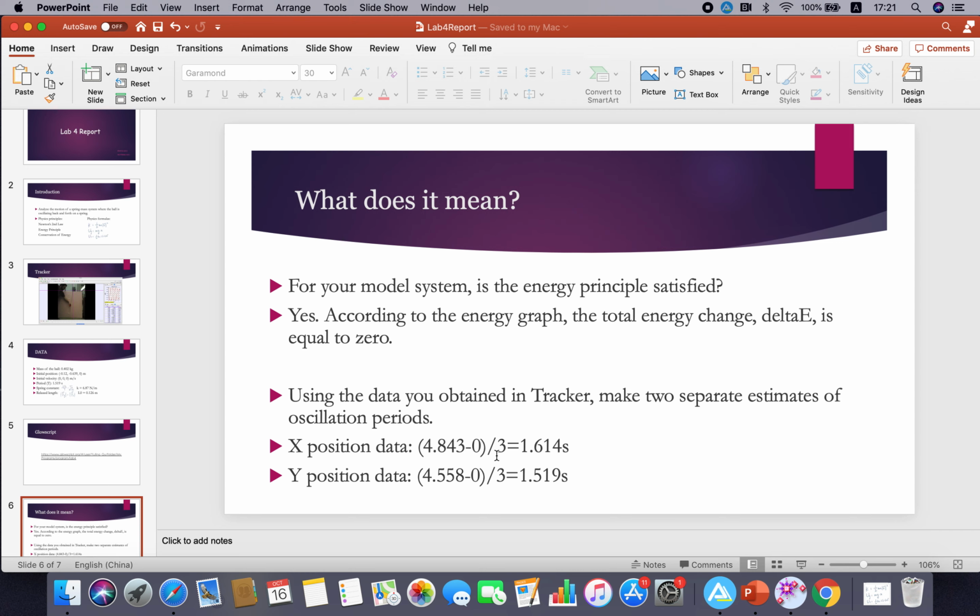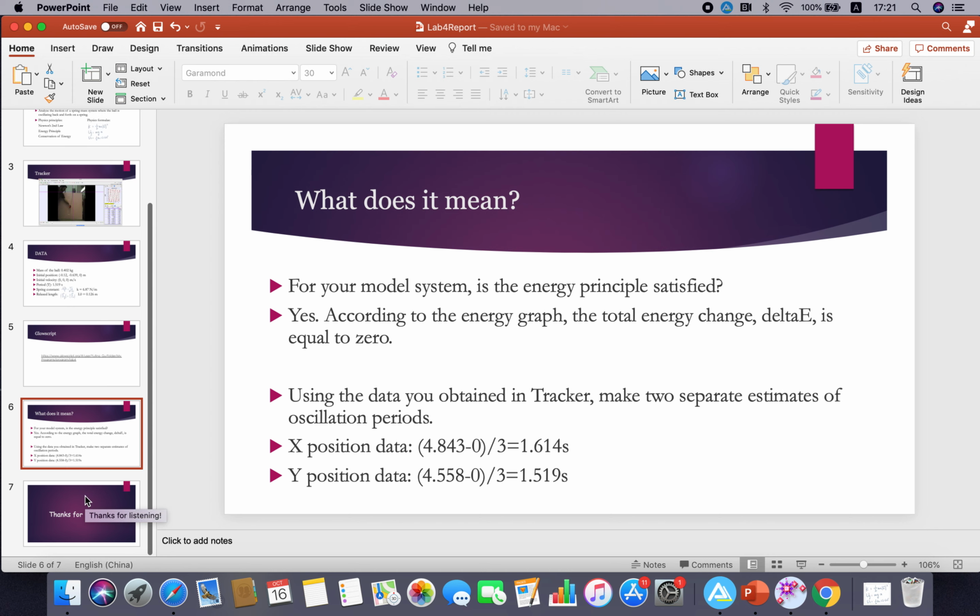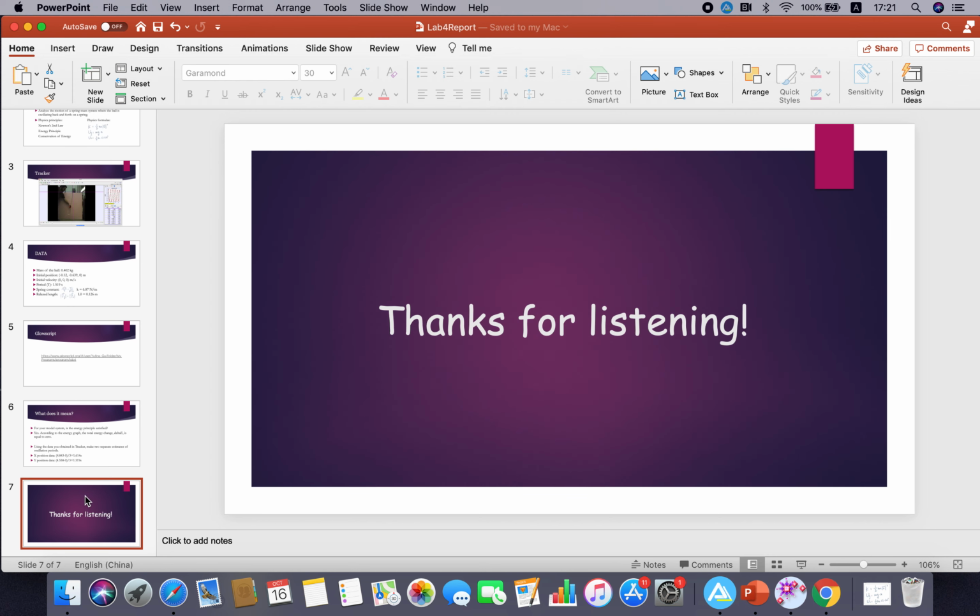This is because the ball is oscillating back and forth, so the oscillation periods from the X position data and Y position data are pretty similar. And that's all for my lab 4 report. Thank you.